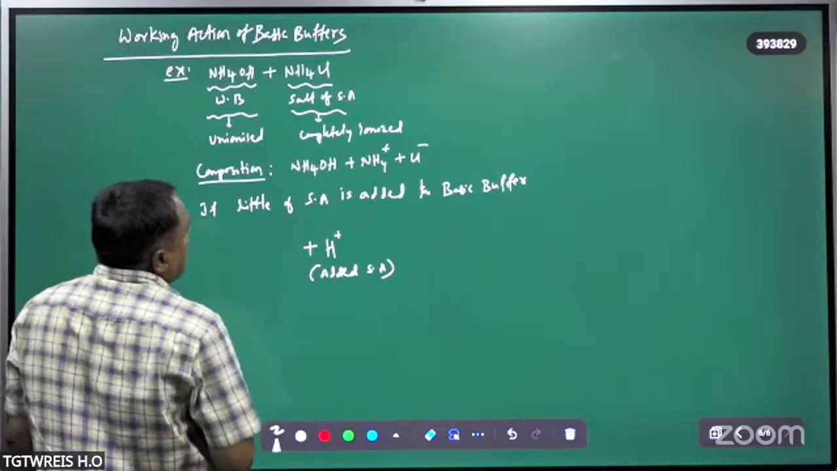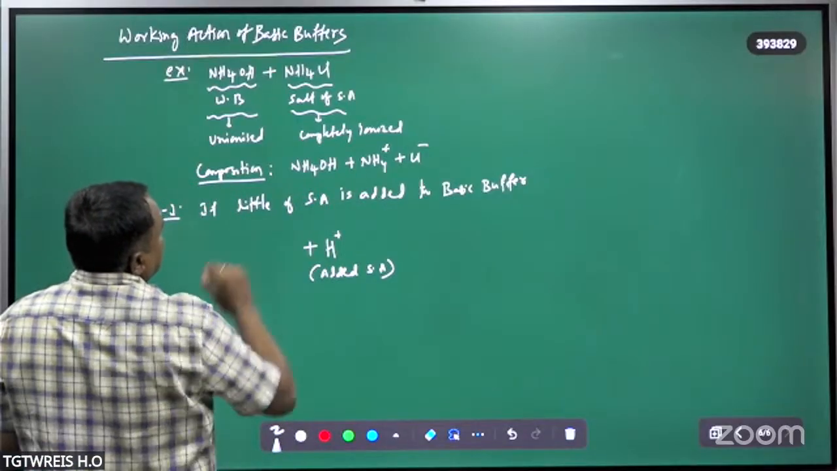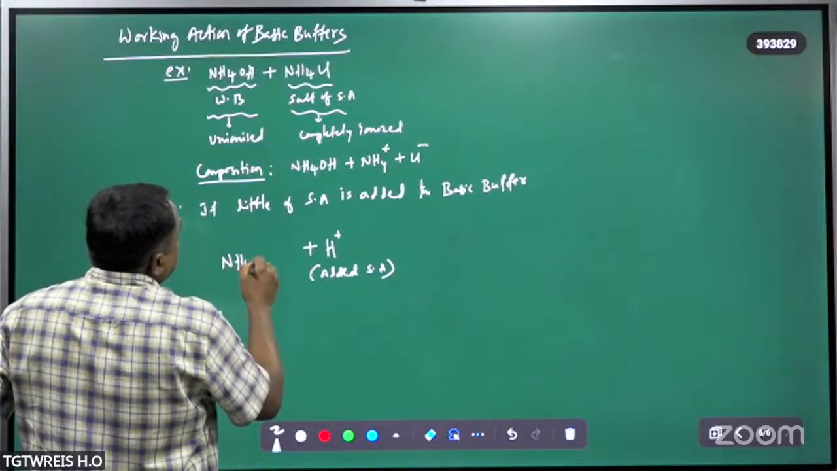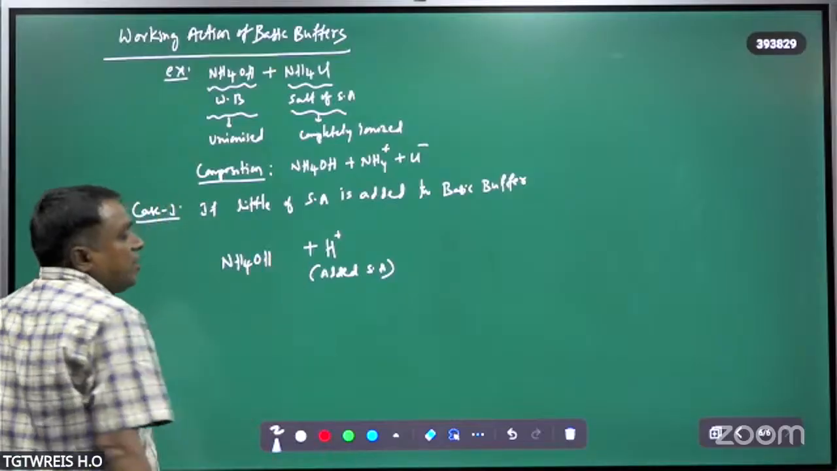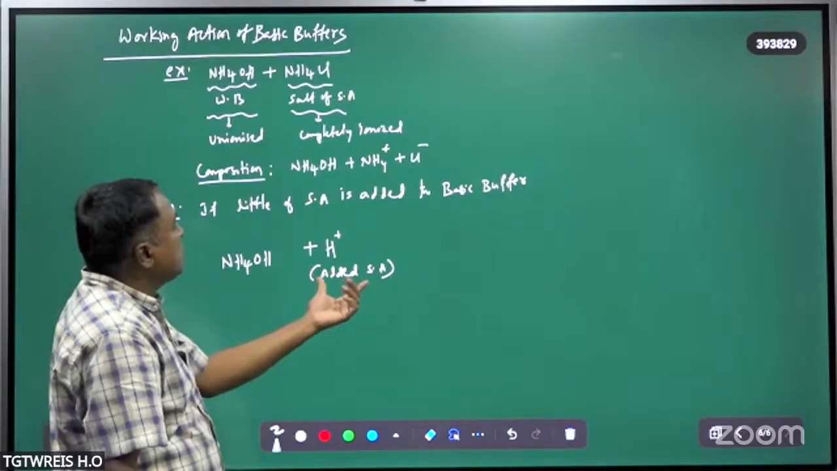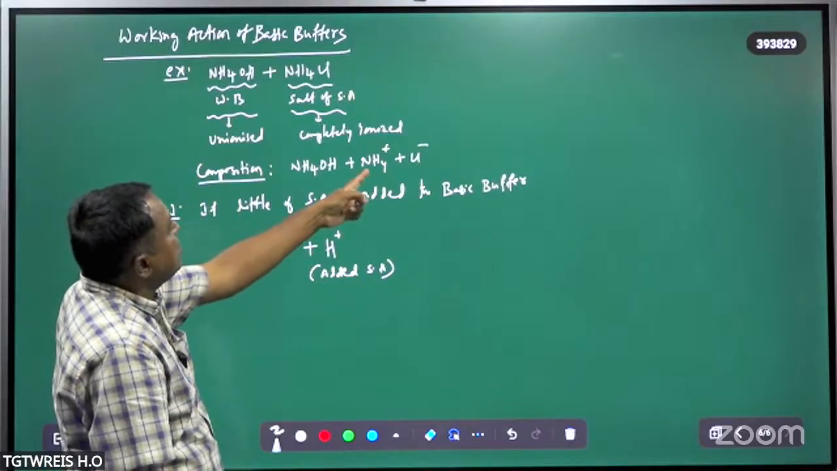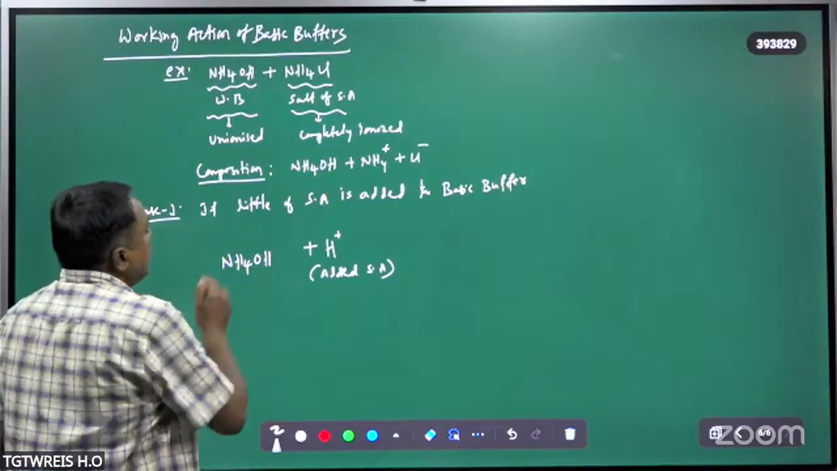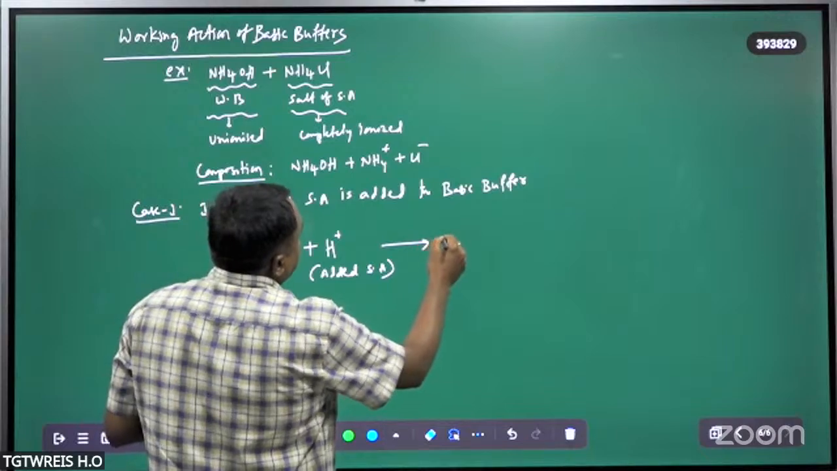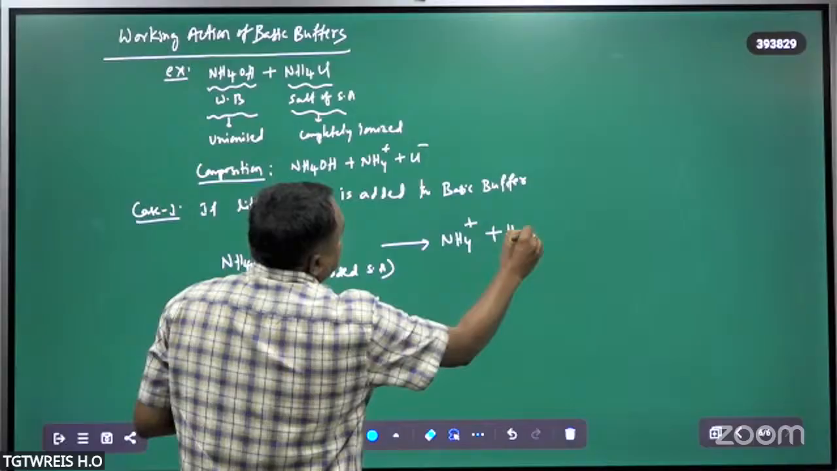So this added strong acid is what? This is the acid. Therefore, what will be the base now? Ammonium hydroxide is a base. So to react with H plus, it needs a base. So this is the acid and this is the base. This NH4OH reacts with H plus to form NH4 plus and water.